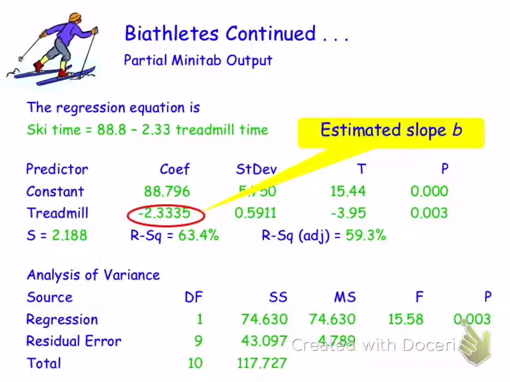Do we keep all of the decimals in computer output? Yes. Even if it goes out 10 decimal places, we still keep all of it. You don't round in computer output.